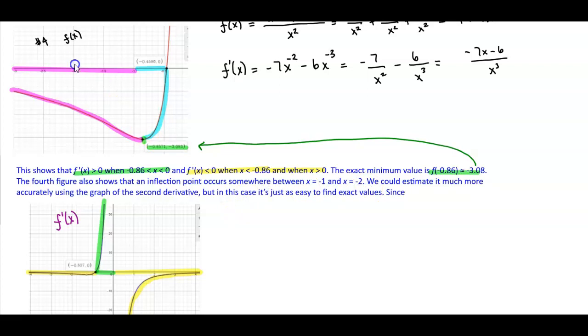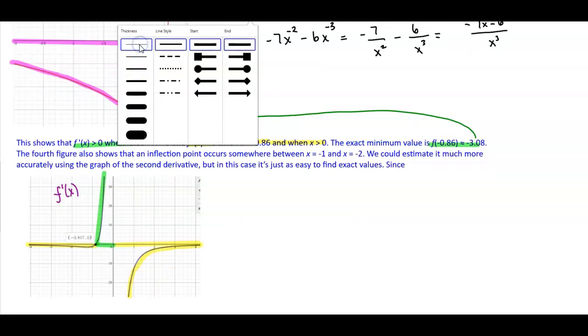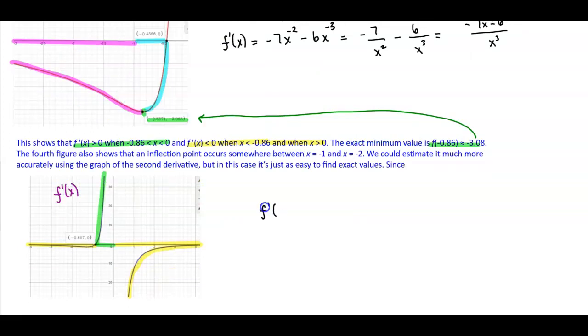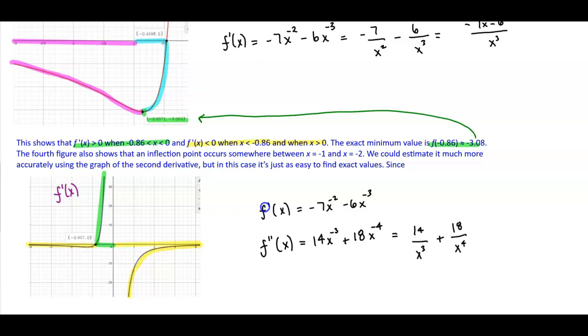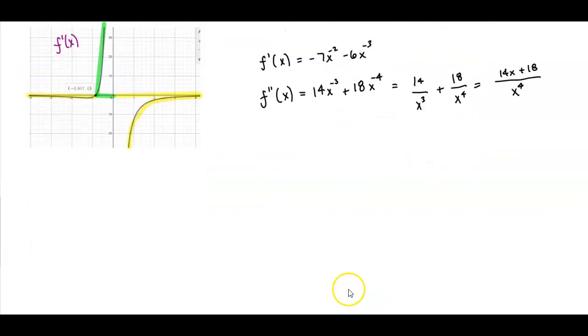So let's find the second derivative. We know that the first derivative is equal to -7x to the -2 minus 6x to the -3. So the second derivative is going to equal 14x to the -3 plus 18x to the -4, which is the same thing as 14 over x cubed plus 18 over x to the 4th, and therefore this becomes 14x plus 18 over x to the 4th. So now let's take a look at this graph of the second derivative.